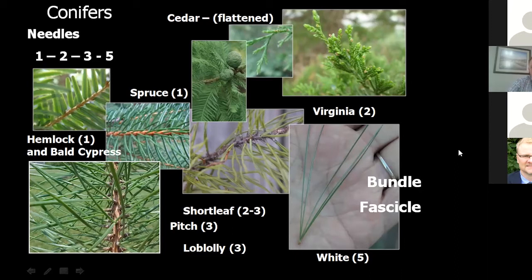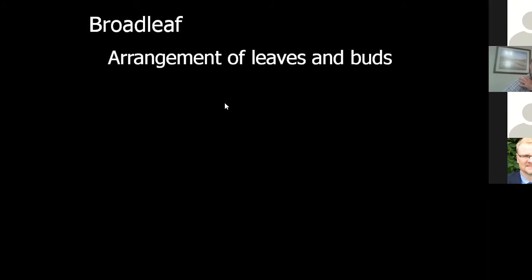So now what we're going to do is push all the conifers to the side, and we're going to start looking at the broadleaf trees. What we need to do is look at the arrangement of the leaves and buds on these deciduous trees, the broadleaves. We want to talk about the arrangement of leaves and buds. And this is probably the most important part of this whole discussion, and that is how to identify. You need to look at leaves and buds.